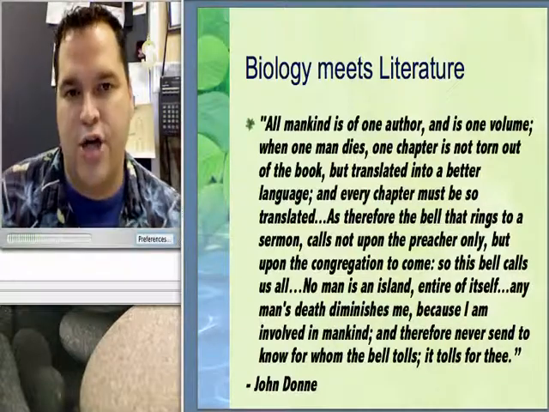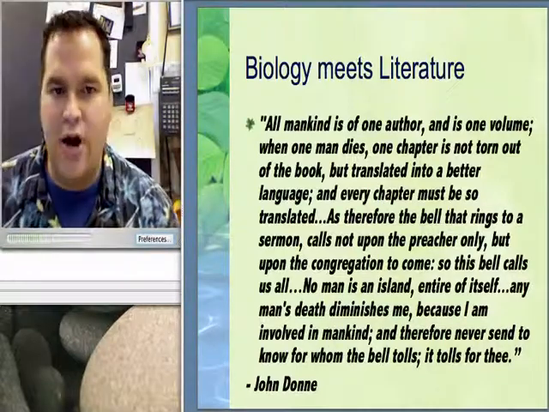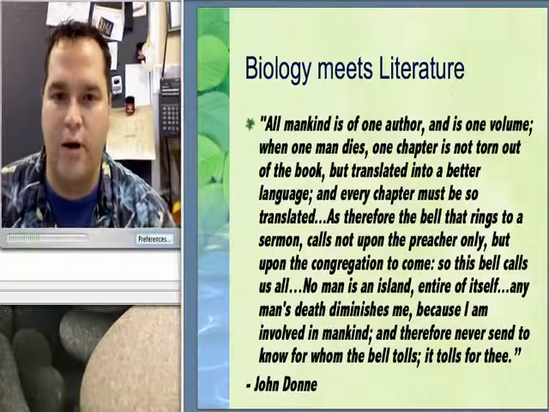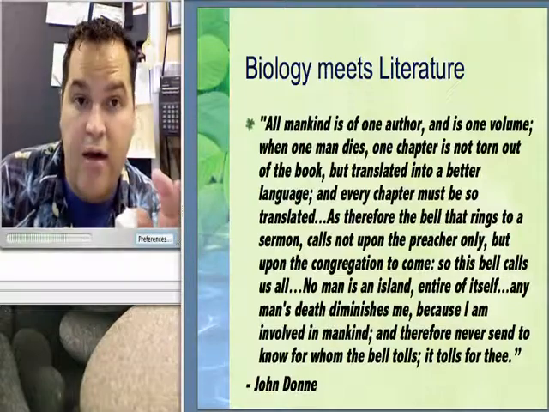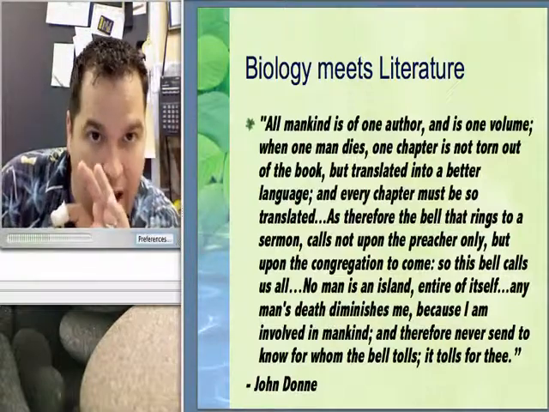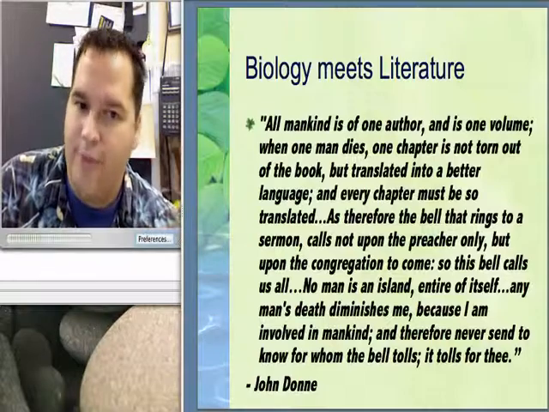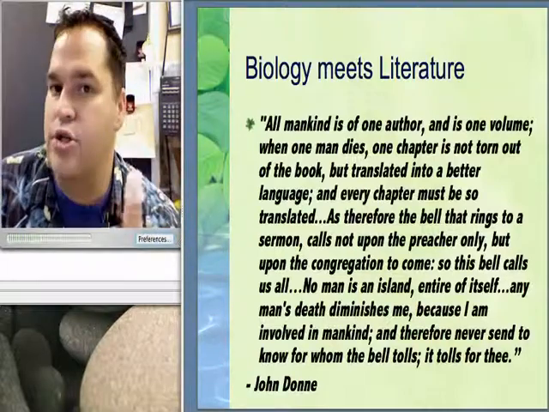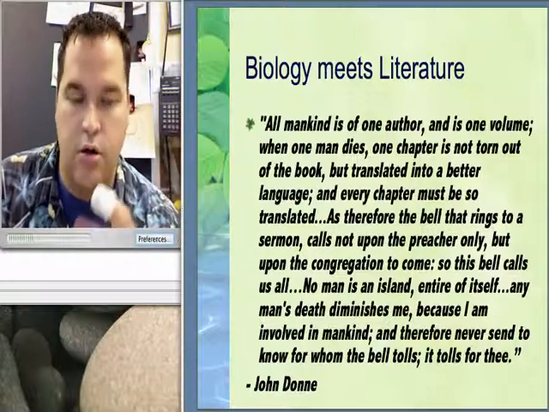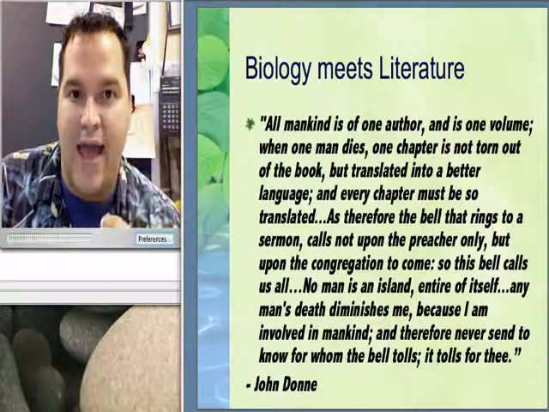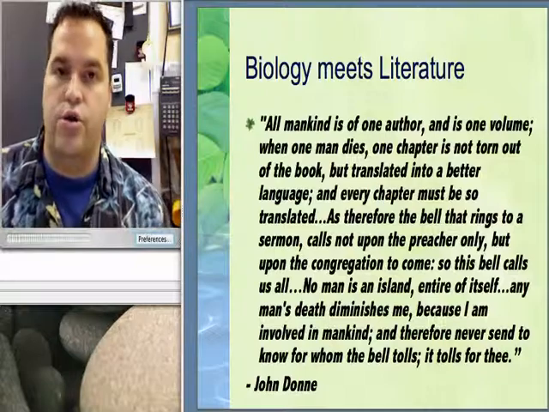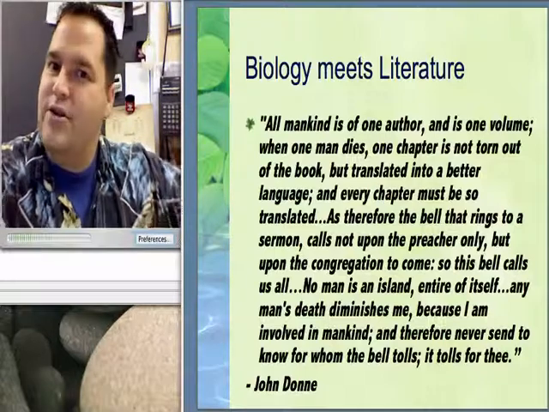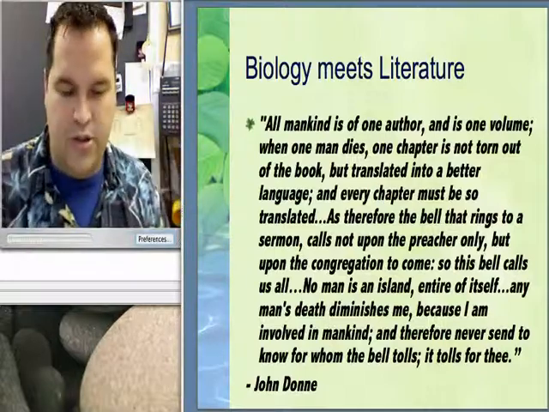Let's see what John Donne was saying here. First of all, he says that all mankind is of one author in one volume. He's saying there that we all really have a lot of common threads. He also says that when one man dies, the chapter isn't torn out but translated. This is true. When we die, our bodies decay. We return those nutrients to the soil, and they are translated into a different thing for someone else to use.